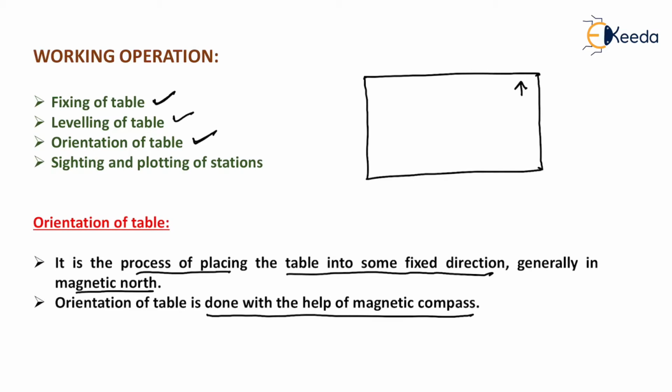Now the next and the last operation is the sighting and plotting of station. We have to sight the station as well as we have to plot that on our sheet. That is the working operation of plane table surveying.